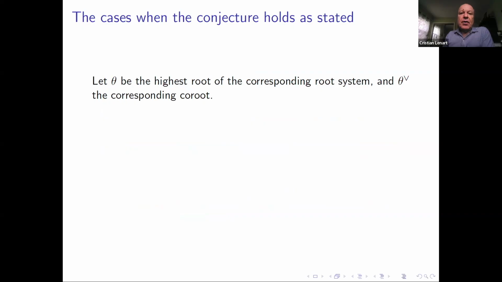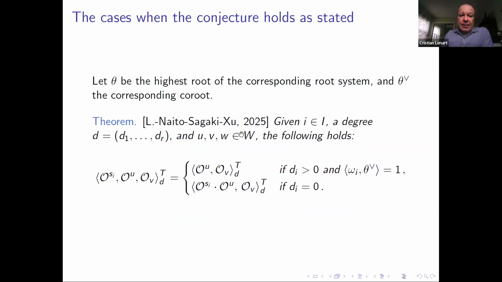So now let me show you when the conjecture holds as stated. This can be described using the highest root of the corresponding root system, and theta check is the corresponding co-root. Then the theorem is that the conjecture holds as stated, that this 3-point invariant is equal either to the first 2-point invariant or the second one, depending on d_i bigger than 0 or d_i equal to 0. But in the first case, you also need the condition omega_i(theta check) equals 1. Only if that condition holds do you have the conjecture as stated, and you don't need the correction term. The correction term is rather complicated, so I won't show it here, but it will be in the paper that's going to be posted soon.